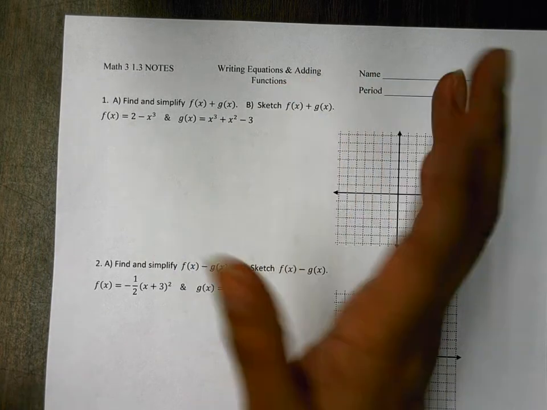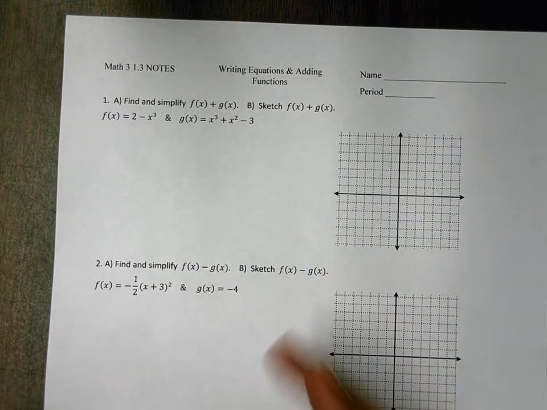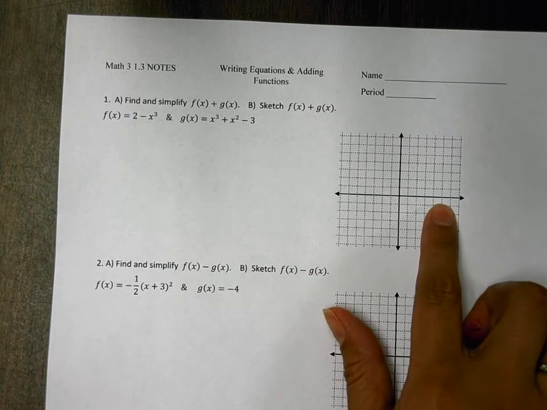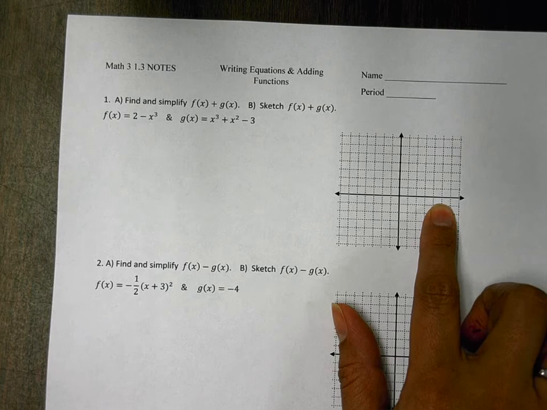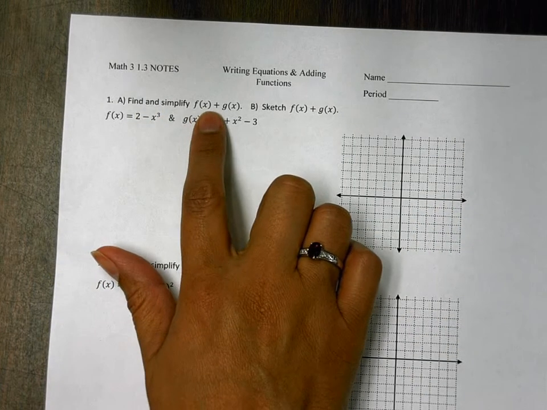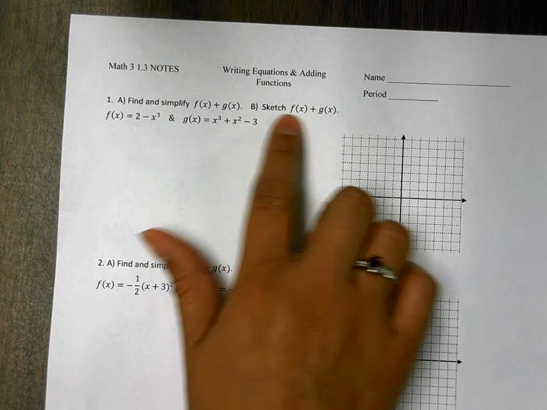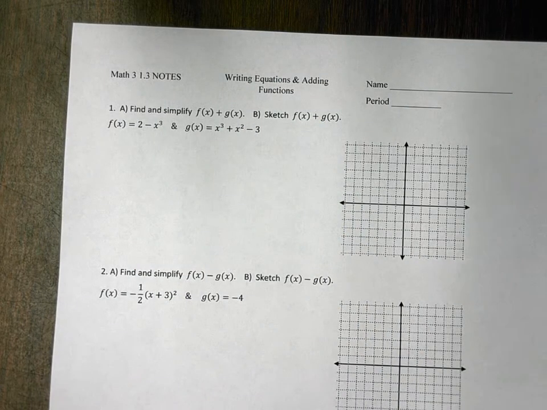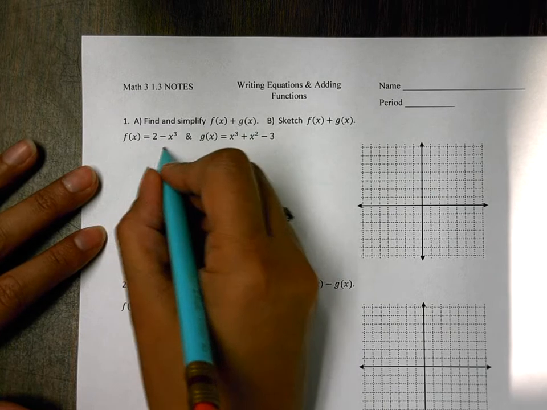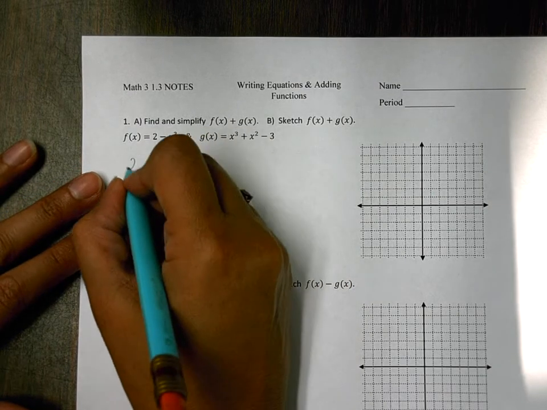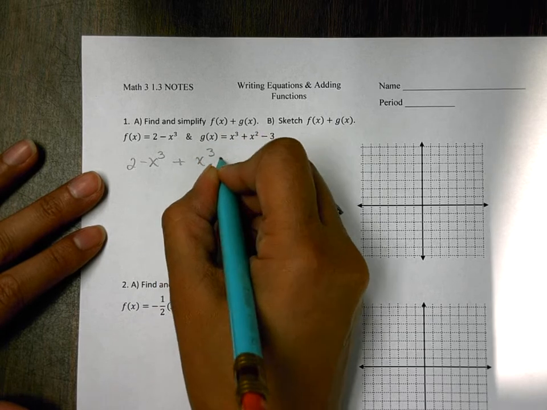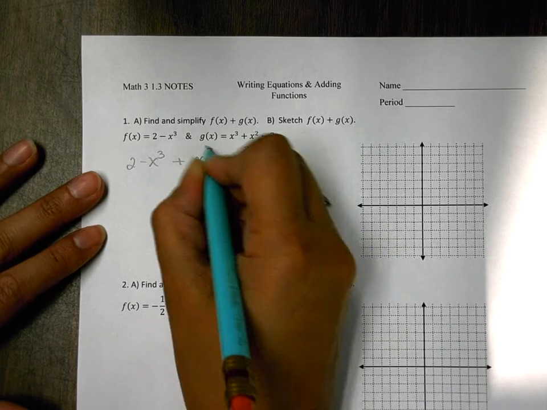Okay, so we're adding functions, which means it could be adding and subtracting, because you can add negatives, which is equivalent to subtracting. All right, so what I'm going to do is start off here. We're going to find and simplify f of x plus g of x, and then sketch the addition of those two, the sum of the two. All right, so we're just simply going to add f of x plus g of x, so that's 2 minus x cubed plus x cubed plus x squared minus 3.